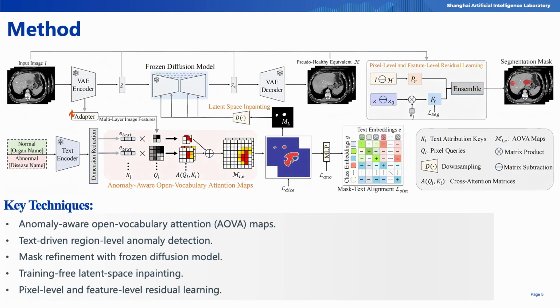We propose DiffuGTS, which fully leverages a pre-trained medical foundation diffusion model to achieve generalizable tumor segmentation. First, DiffuGTS employs a novel text-driven anomaly detection technique, Anomaly-Aware Open Vocabulary Attention, or AOV maps, to repurpose internal image representations from a frozen foundational diffusion model for zero-shot tumor localization and detection. Next, for each localized diseased organ region, DiffuGTS uses a novel training-free latent space inpainting method to synthesize its healthy counterpart. Finally, by applying pixel-level and feature-level residual learning, we obtain the accurate tumor segmentation masks.